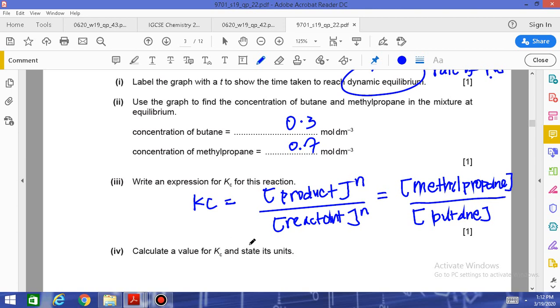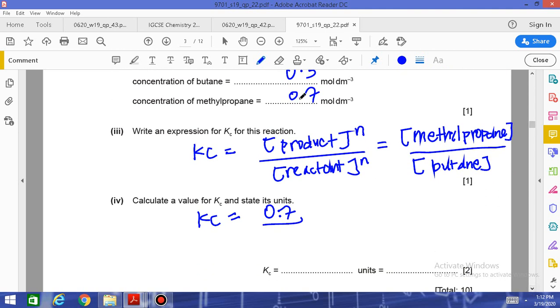Okay, next, calculate the value for Kc and state its unit. So you have to use this equation to calculate the value for Kc and to find its unit. Kc equals the concentration of methyl propane at equilibrium, 0.7, divided by the concentration of butane at equilibrium, 0.3. Remember, all of them have the same reaction coefficient 1, so to the power of 1. 7 over 3, so it's 2.3.